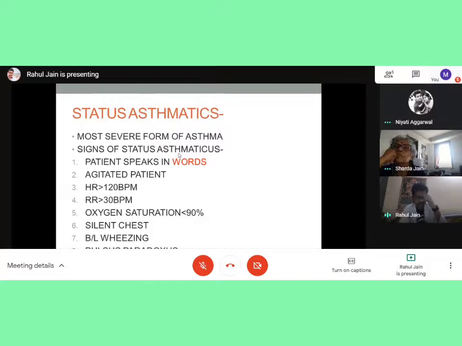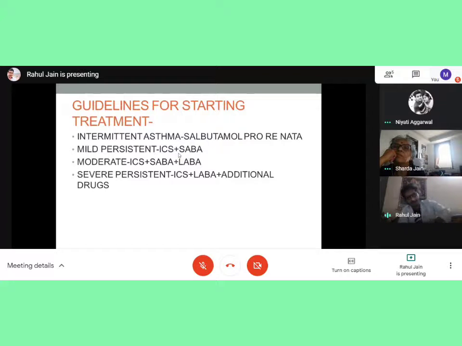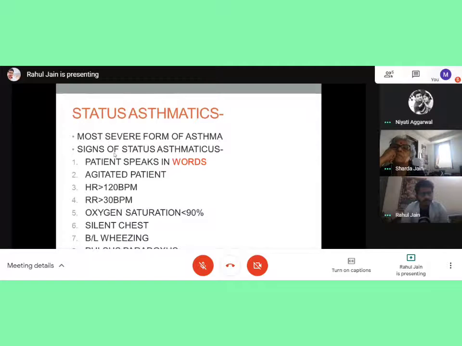So going to the last entity, this was about the guidelines for treatment of regular asthma. Then what is status asthmaticus? Status asthmaticus is the most severe form of asthma, and the asthma won't stop. The patient will keep on going breathless. This is the type of asthma which has to be managed in hospital, not on an OPD basis. This type of asthma is managed with hospital admission.